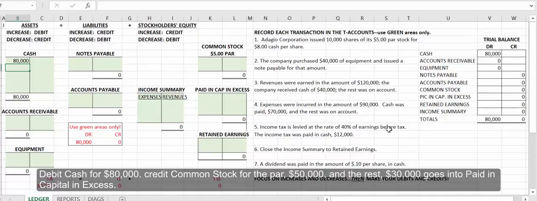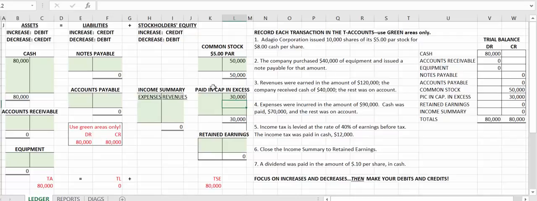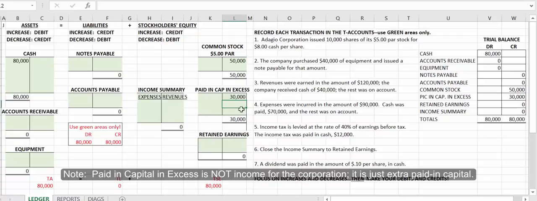However, we're not in balance. The 80,000 is offset by 2 credits. The par value is $5 for each share, so it'd be 10,000 shares at 5, or 50,000, and that goes in the common stock account, and the rest goes in something called paid in capital in excess, so that'll be for 30,000. You only put the par value in the common stock account. The rest of it goes in the paid in capital in excess. By the way, paid in capital in excess is not income for the corporation. It is just extra paid in capital.